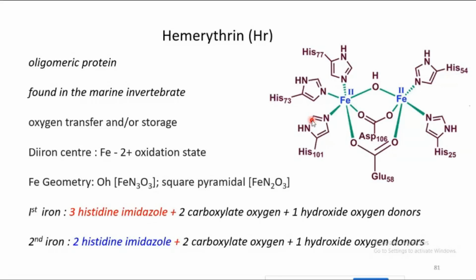Hello, if you people... one iron center. Which one, ma? Square pyramidal site. The iron which is having the vacant site, that is suitable for O2 attack.